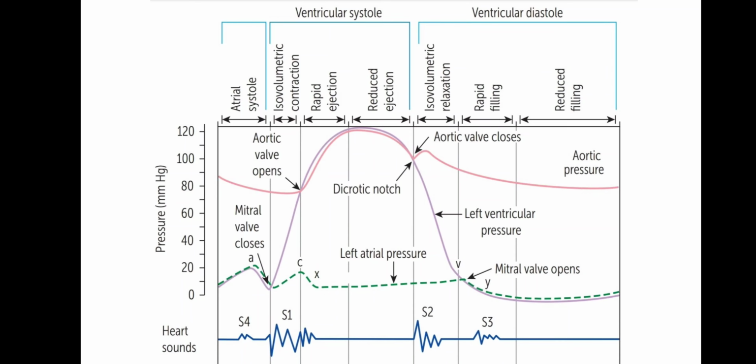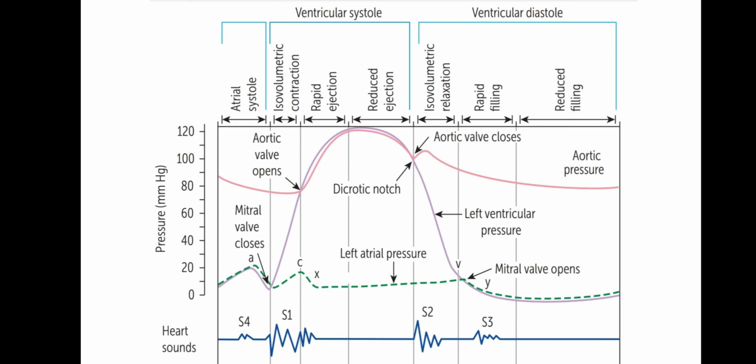S3 is due to turbulence caused by blood from the LA mixing with increased stroke volume. S4 is heard in late diastole. It is due to turbulence caused by blood entering a stiffened left ventricle. It is best heard at the apex with the patient in the left lateral decubitus position.